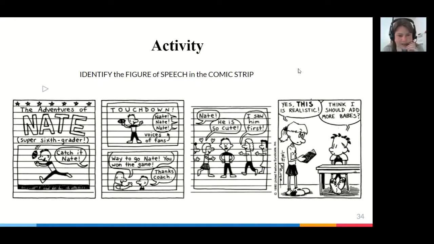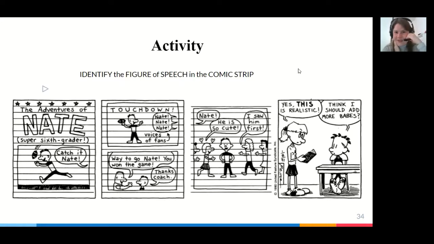Catch it, Nate. Touchdown. Nate, Nate, Nate. These are the voices of fans. Way to go, Nate. You won the game. Thanks, coach. Nate, he's so cute. I saw him first.